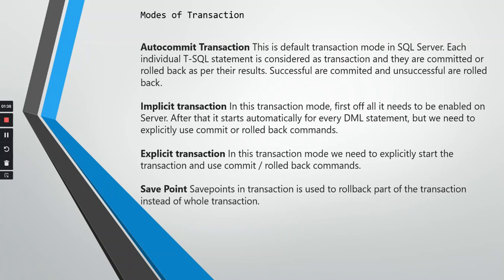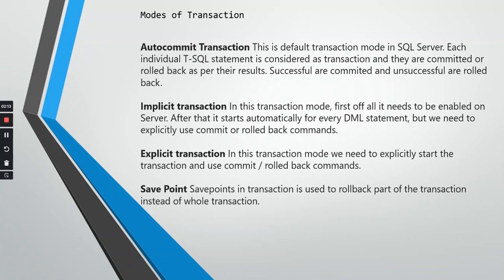Then comes the implicit transaction. In this transaction mode, first of all, it needs to be enabled on the server. After that, it starts automatically for every DML statement, but we need to explicitly use commit or rollback commands. So this is different from auto commit. Once you enable it on SQL Server, a transaction starts automatically for each statement, but after that one has to either commit or roll back depending upon the outcome of that DML statement. If it is successful, then commit. If it is not, then roll back.